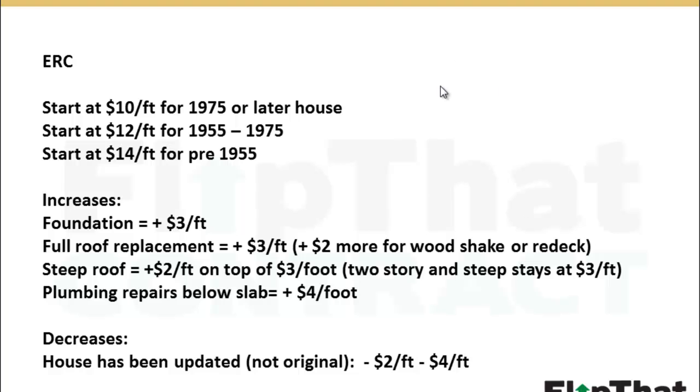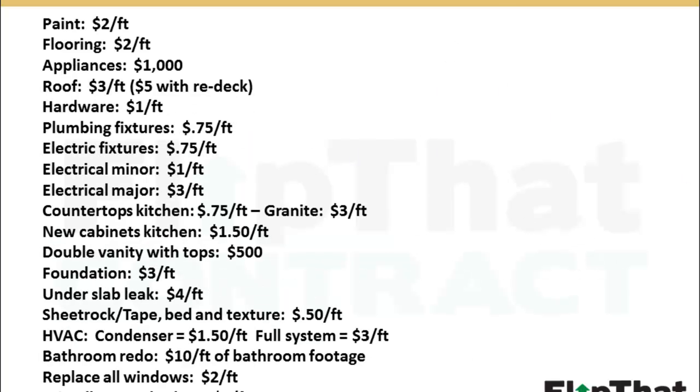Now, several of you have mentioned that you would like to do longhand repairs. So here are some basic numbers. For paint, it's $2 a foot. Flooring, $2 a foot. That will cover tile and carpet. Appliances are about $1,000 on the average house. Roof, $3, $5 with a redeck. Hardware is $1 a foot. Plumbing fixtures, about 75 cents a foot. These are all with installation included. Electric fixtures are about 75 cents a foot.